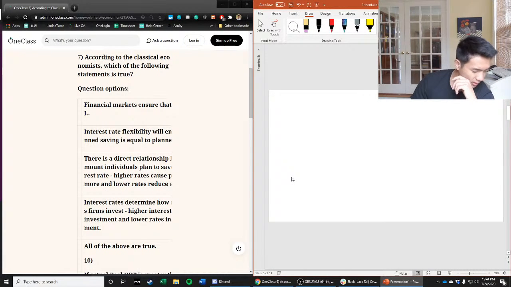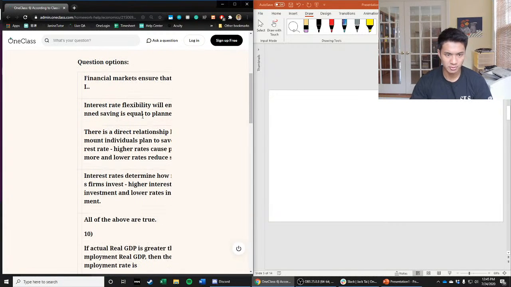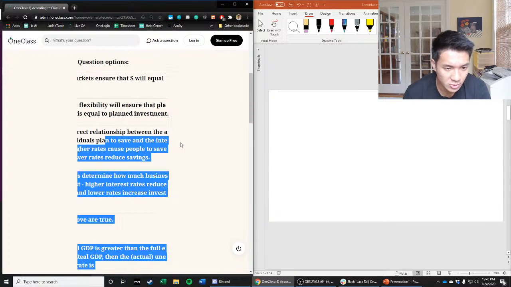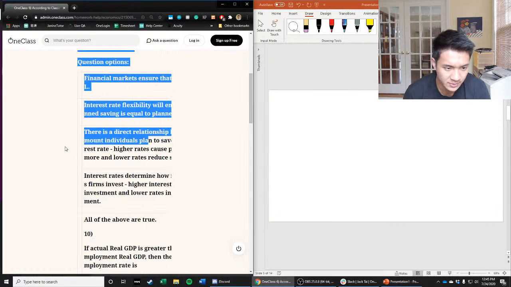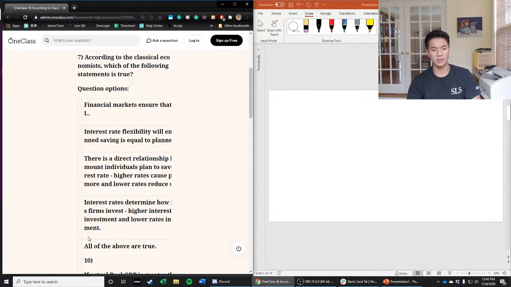According to the classical economists, which of the following statements is true? 1, financial markets ensure that interest rate flexibility will ensure that planned savings is equal to planned investment. 2, there's a direct relationship between the amount individuals plan to save and the interest rate. Higher rates cause people to save more and lower rates reduce savings. 3, interest rates determine how much businesses and firms invest. Higher interest rates reduce investment and lower rates increase investment. So we have our 3 answer choices here, and then we have all of the above are true.